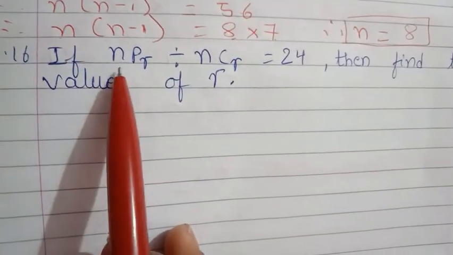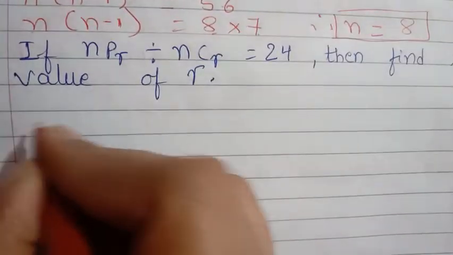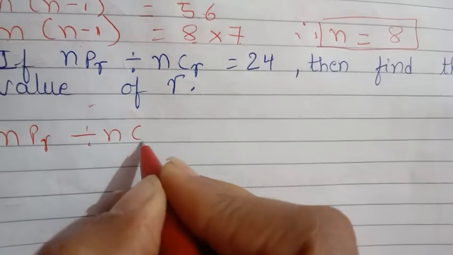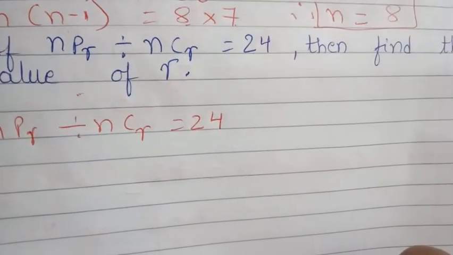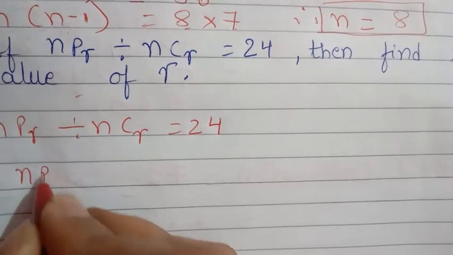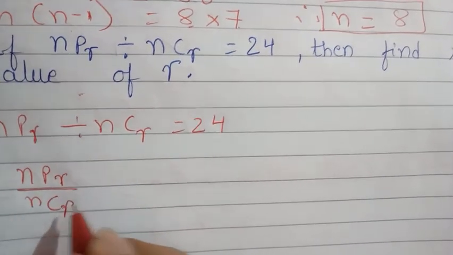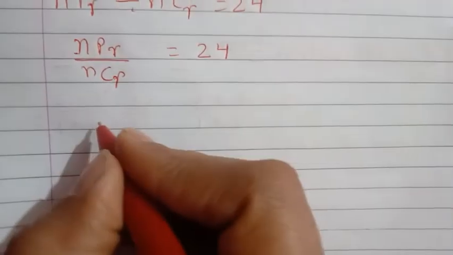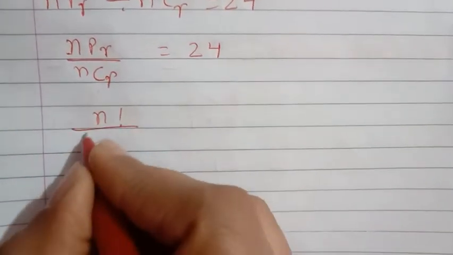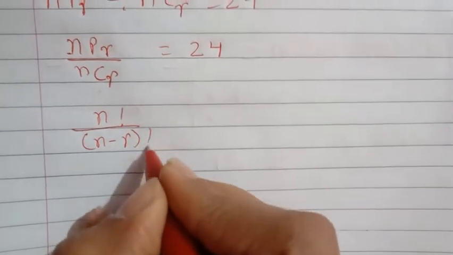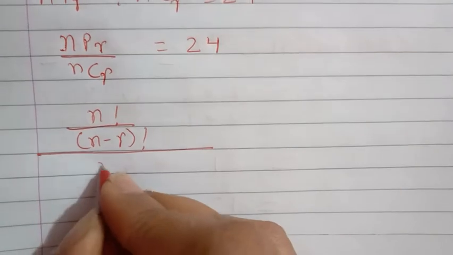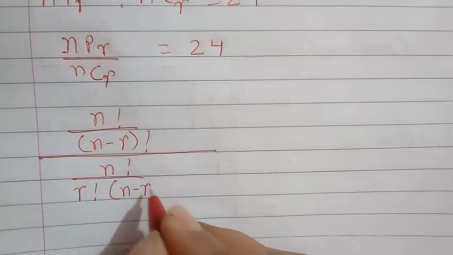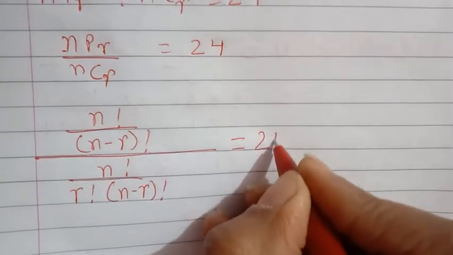Next question, that is, if nPr divided by nCr is equal to 24, then find the value of r. We have to find the value of r. nPr divided by nCr is equal to 24. So nPr upon nCr is equal to 24. We will write down now the formula of both. So what is the formula? n factorial upon n minus r factorial, upon now nCr, that is n factorial upon r factorial into n minus r factorial, that is equal to 24.